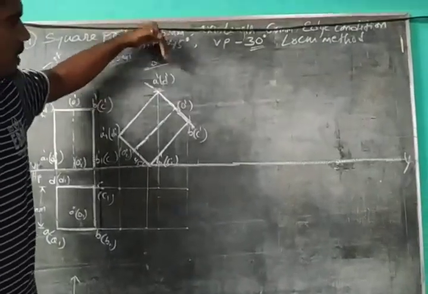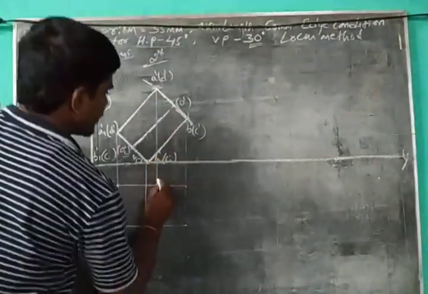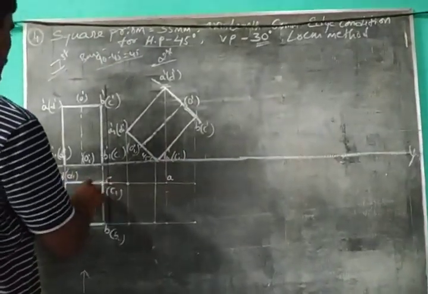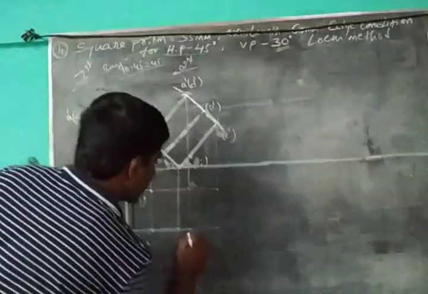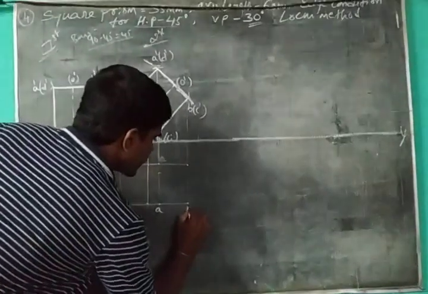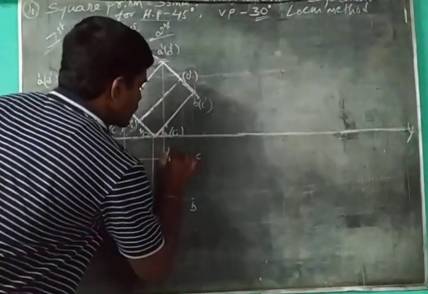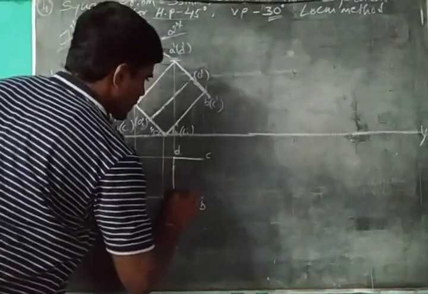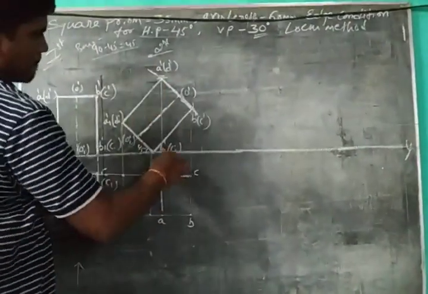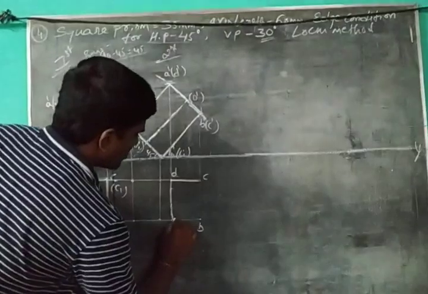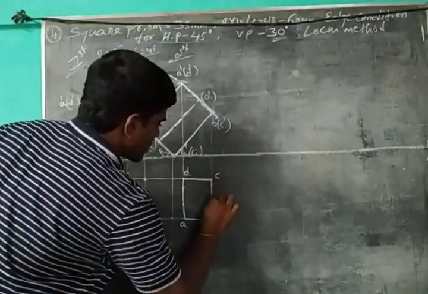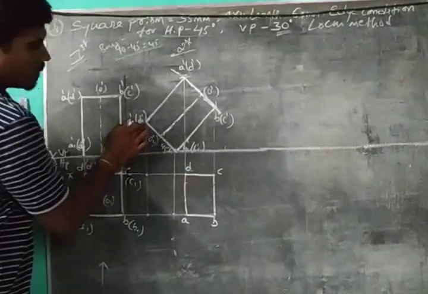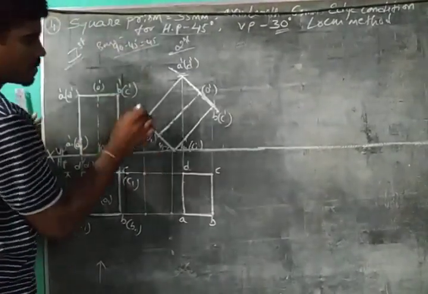So the visible faces are A, B, C, D. First join this. Similarly, this edge is visible. If you see from the top, this edge is visible.